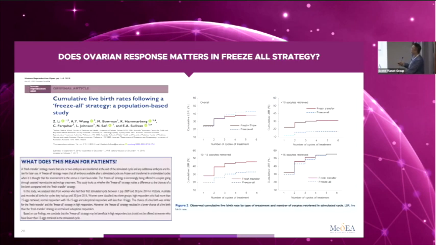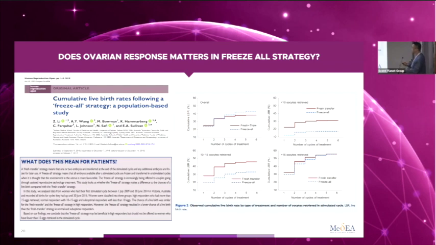Now, this is another study that I think is quite important, and I find it very interesting because as IVF doctors, we all think about ovarian response when we do the IVF cycle. And thus, ovarian response itself actually matters the most in deciding when you do a freeze-all strategy. Okay, so a lot of studies are showing cumulative live birth rate. I can only share with you cumulative live birth rates at this point in time for a freeze-all strategy. And this is a population-based study.